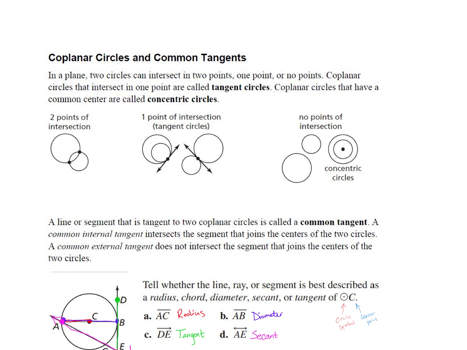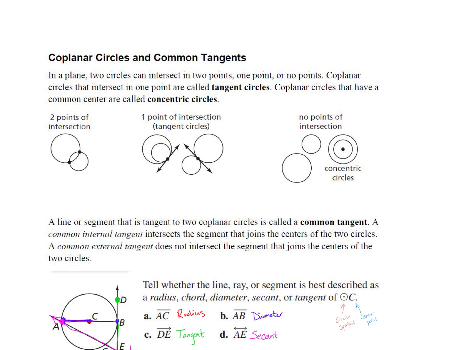So when we go back to this top, it's talking about how circles can intersect each other in different ways. You can have two circles intersecting where they cross over or overlap and you have 2 points of intersection. Where would you see that in real life? Good, a Venn diagram, right?